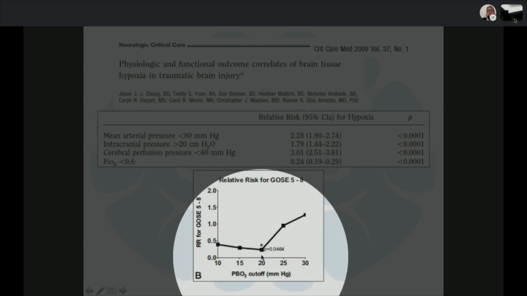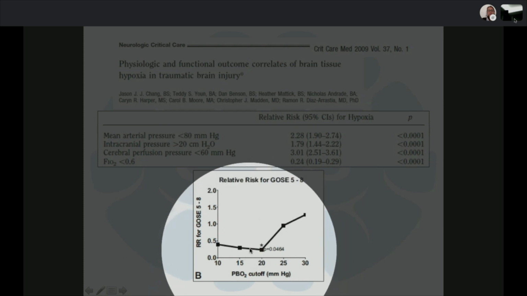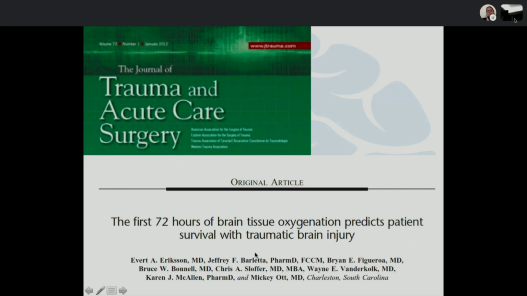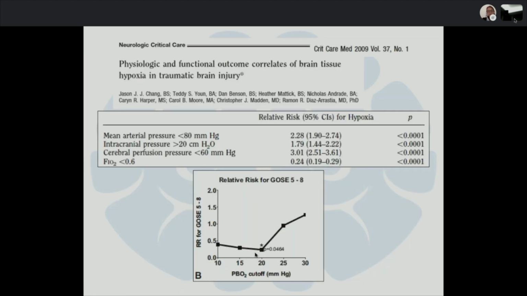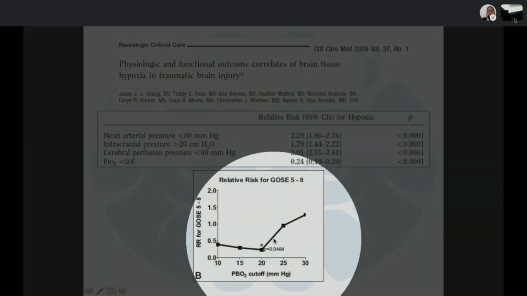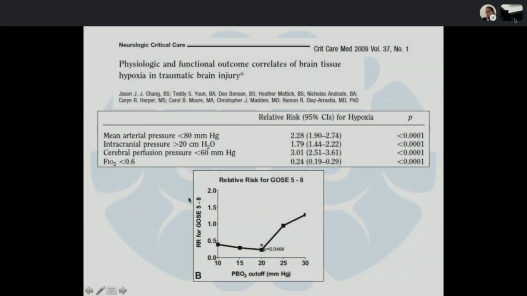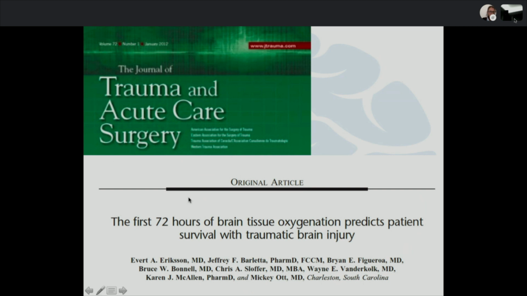And as you can see, the cutoff for the PbO2 is actually 20 in this case, and the risk increases dramatically when basically we have a reduction of the values below 20 millimeters of mercury.